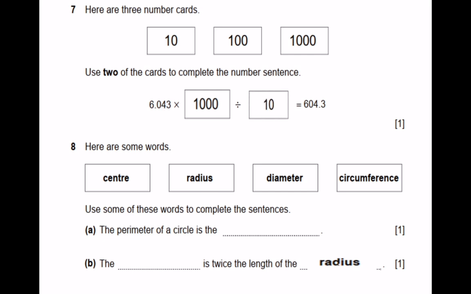We use these keywords to complete the sentences about the perimeter of a circle. The surrounding part of the circle is called the circumference. The diameter is twice the length of the radius.